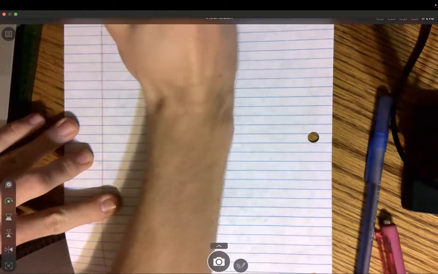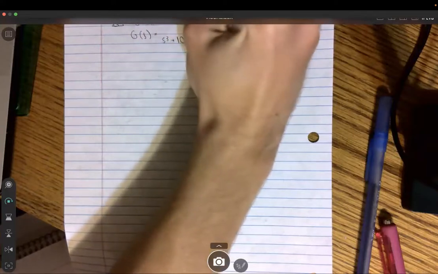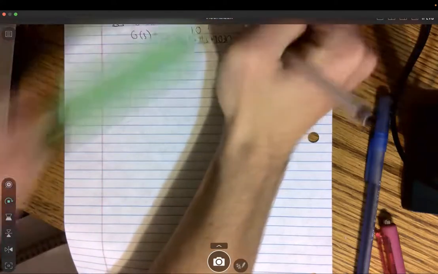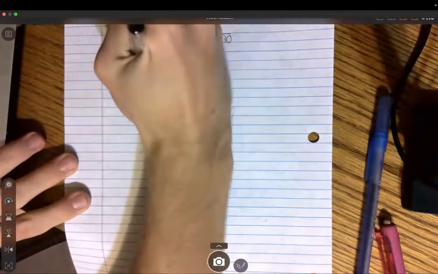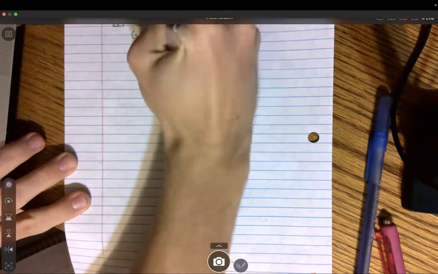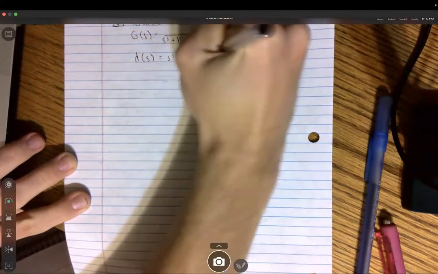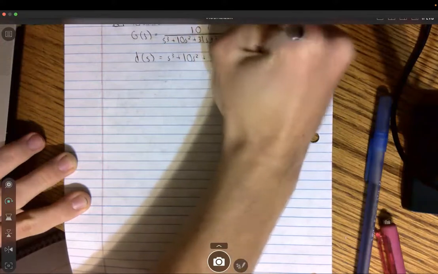Determine the stability of the transfer function. They gave us the transfer function G of s equals 10 all over s cubed plus 10s squared plus 31s plus 1030. In the Routh-Hurwitz criteria, you use the denominator polynomial. So you make your denominator polynomial D of s, which is s cubed plus 10s squared plus 31s plus 1030.